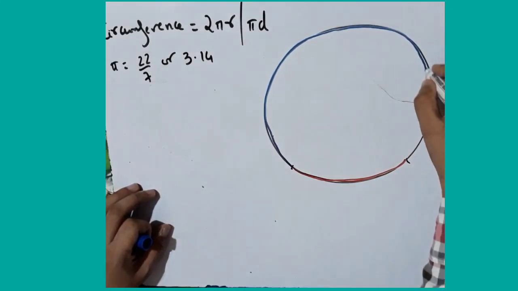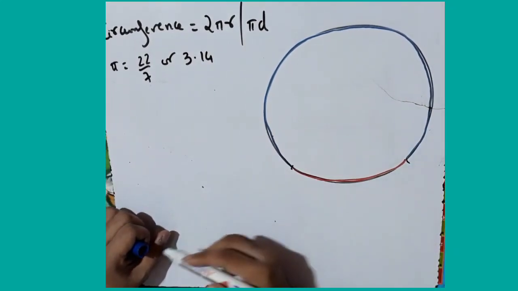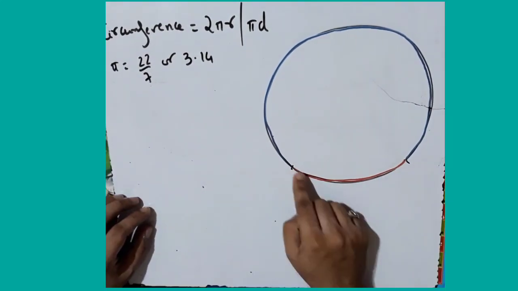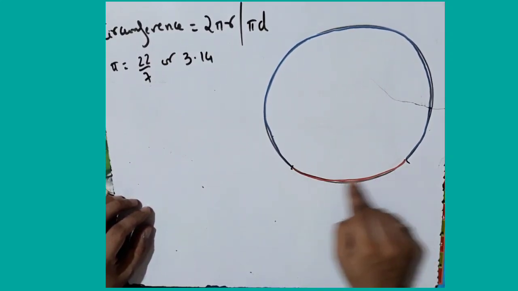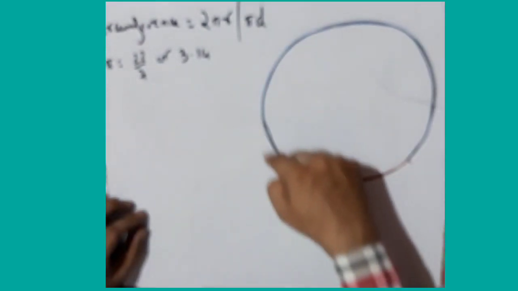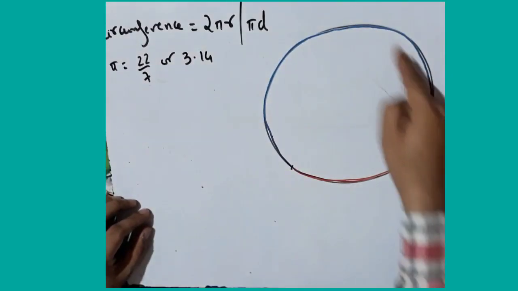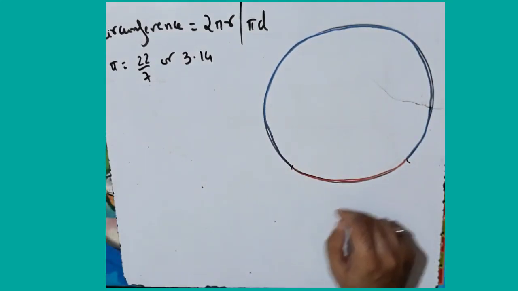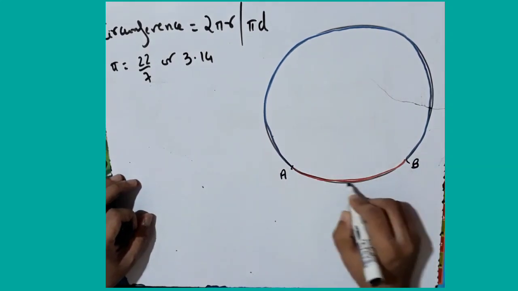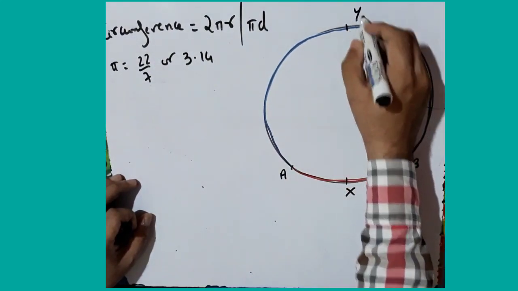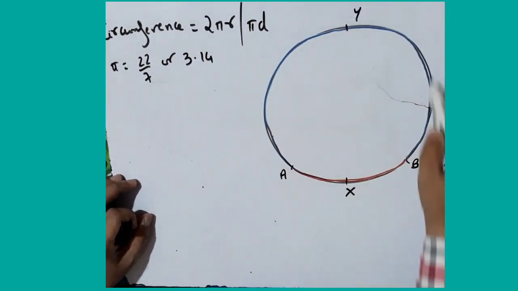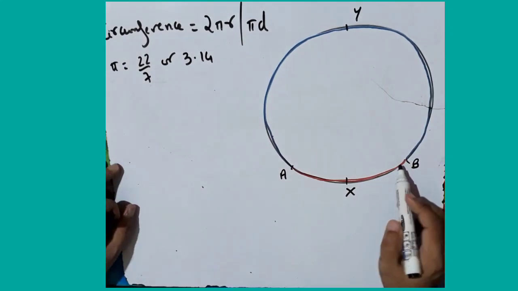Now out of these two arcs, one is a minor arc and the other is a major arc. This red arc is smaller than the semicircle, that's why it is a minor arc. And the blue arc is more than the semicircle, that's why it is a major arc. Let me name it. Here I am putting the point A, here B, X, and here Y. So arc AXB is a minor arc and arc AYB is a major arc.